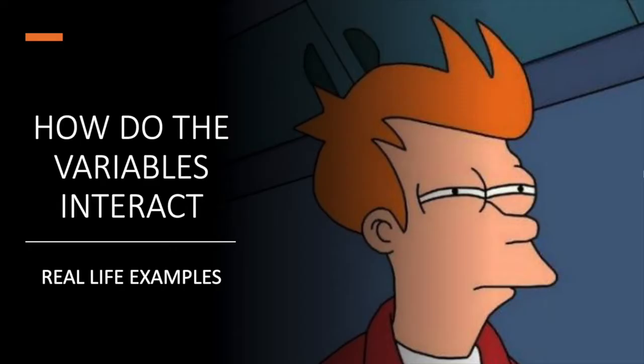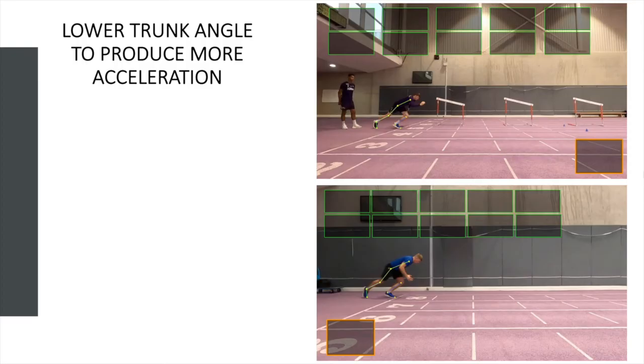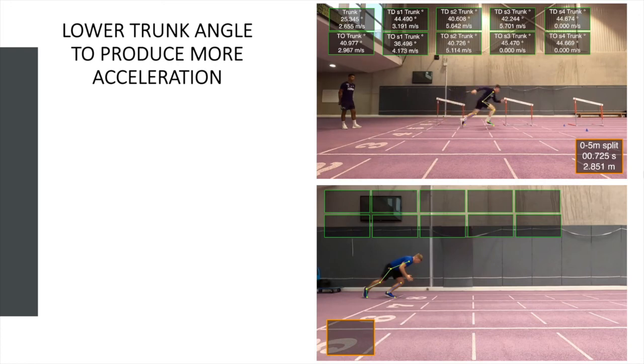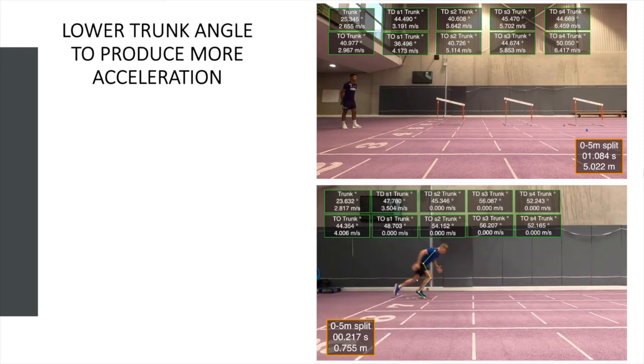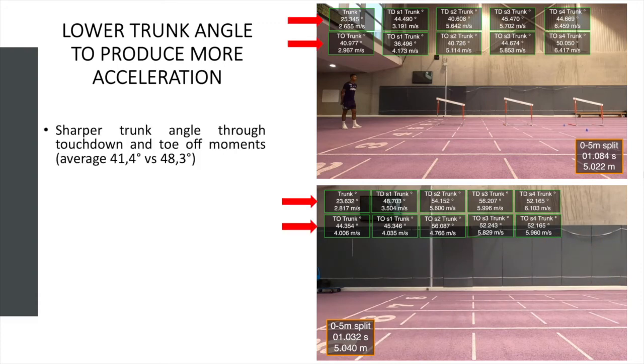I'm going to talk about how the variables interact in a real life example. A lower trunk angle to produce more acceleration. So we can see the athlete in the top video has a sharper trunk angle through touchdown and toe off moments. The average angle in the top video is 41.4 degrees and in the bottom video it's 48.3 degrees. So the athlete in the top video orientates himself more forward.